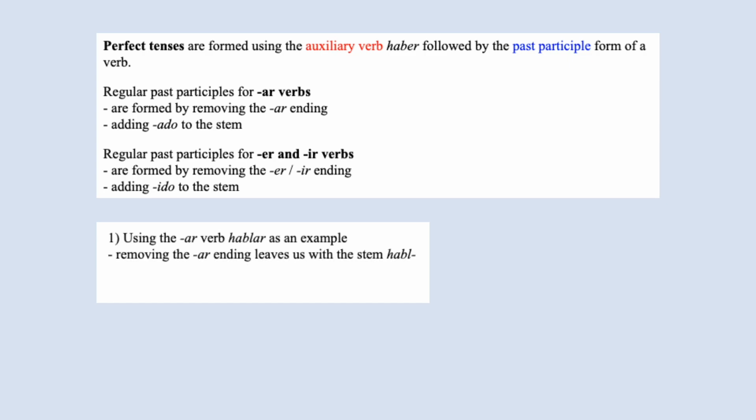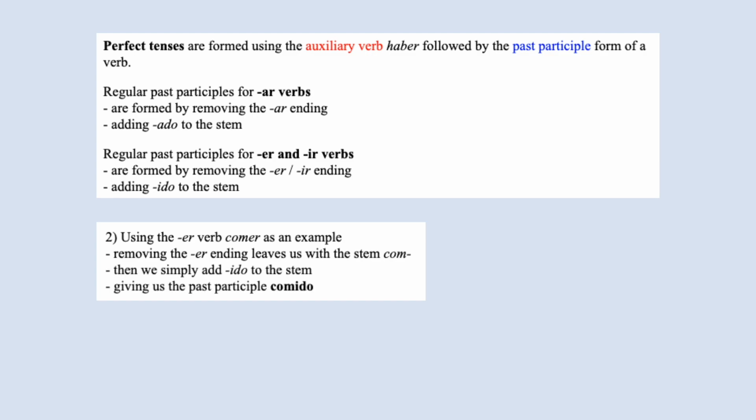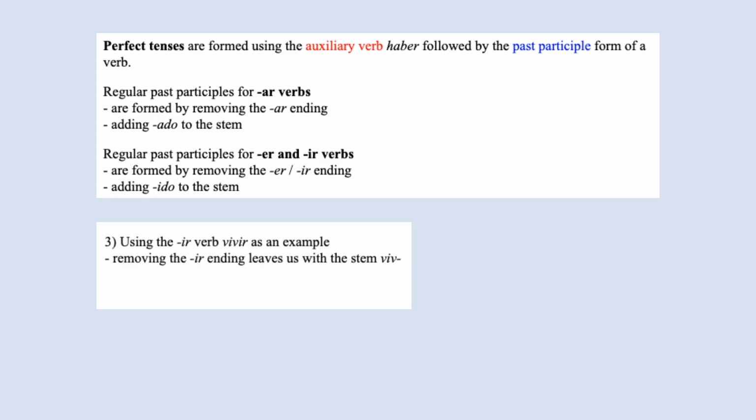So for the verb hablar, we remove the AR ending, giving us the stem habl. And to this stem we add ado, giving us the past participle hablado. For the verb comer, we remove the ER ending, giving us the stem com. To this stem we add ido, giving us the past participle comido. For vivir, we remove the IR ending, giving us the stem viv. To this stem we add ido, giving us the past participle vivido.